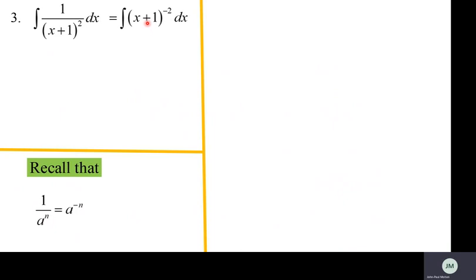So in a situation like this, wherein when we differentiate this expression inside the bracket, we get what is outside the bracket, we then add 1 to the exponent, then divide by the new exponent, as long as the exponent is not minus 1. So this is what we're going to do. We add 1 to minus 1. We add 1 to minus 2, we get minus 1, then we divide by minus 1.